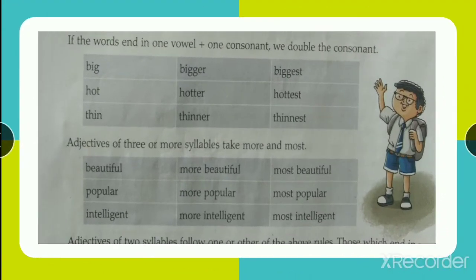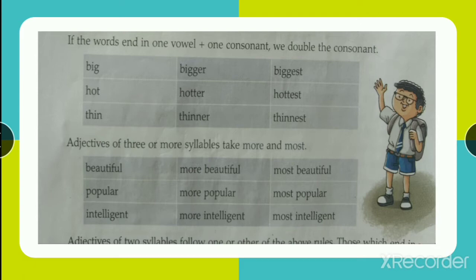Next box. Now, if the words end in one vowel plus one consonant, we double the consonant. What is vowel? What is consonant? We know in English speaking class, consonants we have studied and vowel also we have studied, right? So vowels is A, E, I, O, U. You have 5 vowels. And what is consonant? All the other letters from A to Z, which are not vowels, they are called consonants in English. So what is vowel? A, E, I, O, U. There is no word without vowel. And what are consonants? The letters other than vowel.